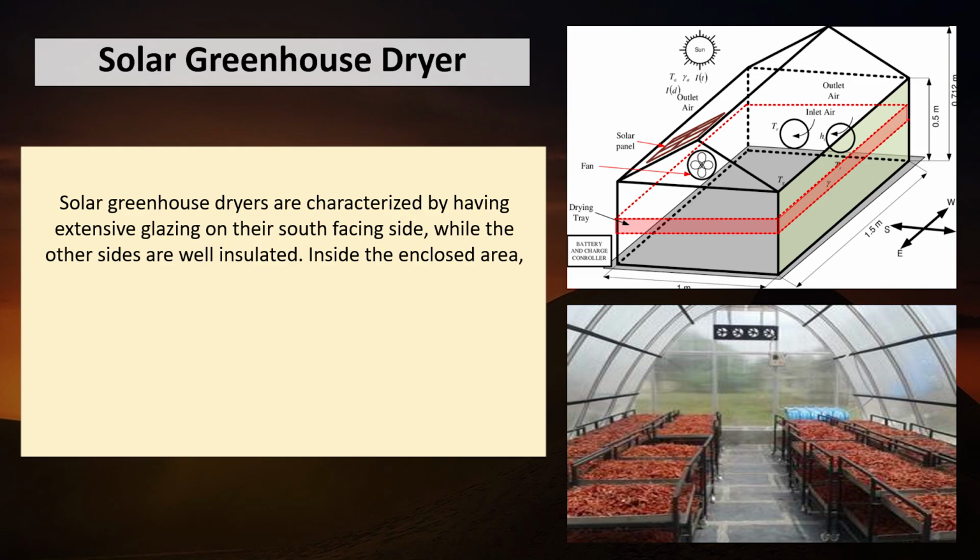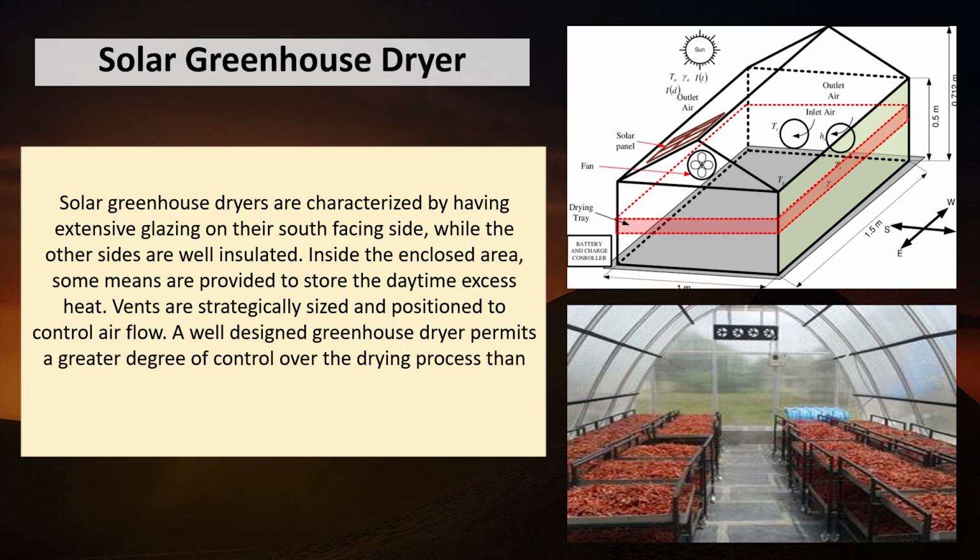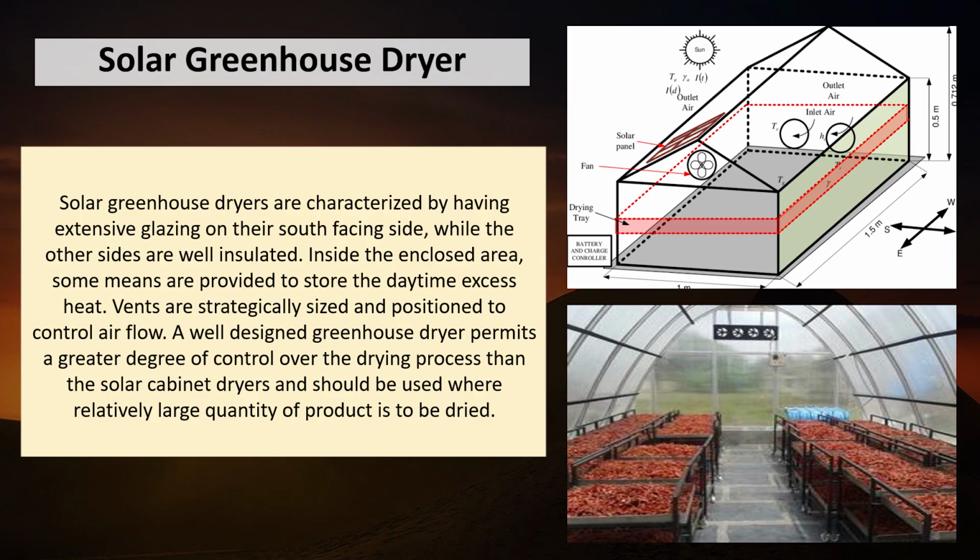Inside the closed area, some means are provided to store the daytime excess heat. Vents are strategically sized and positioned to control the airflow. A well-designed greenhouse dryer permits a greater degree of control over the drying process than the solar cabinet dryers, and should be used where relatively large quality and quantity of products are to be dried.